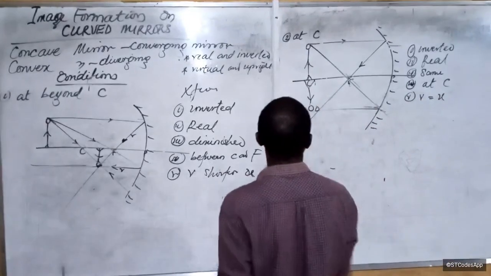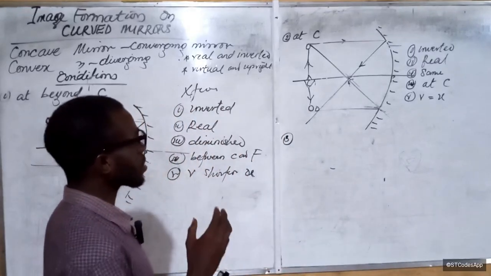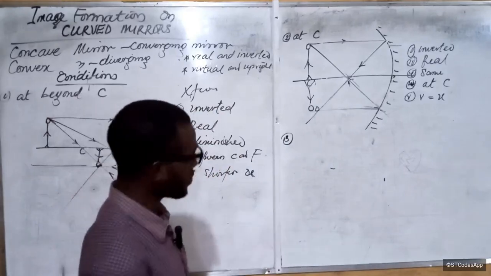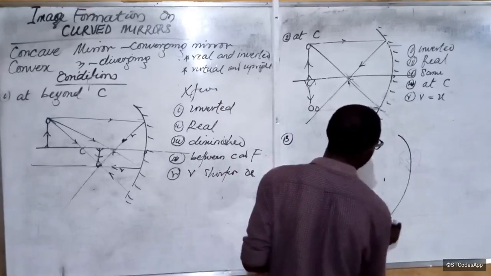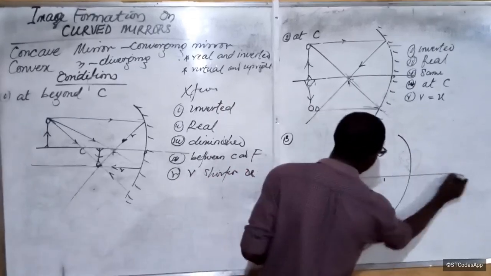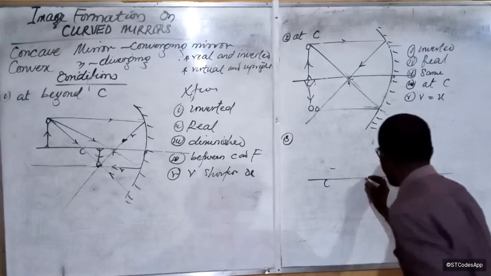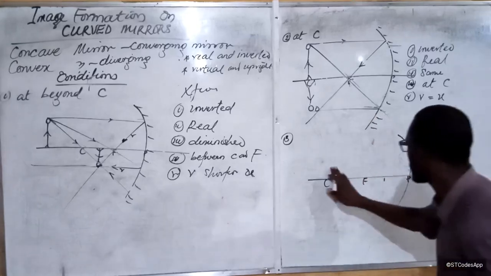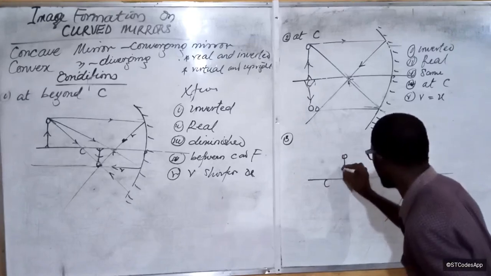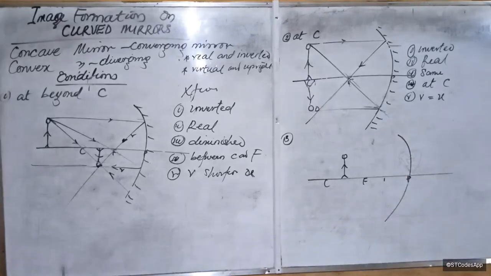How about the other one? The third one. What if we place our object between C and F? So let's say we were to move it further. We want to move our object further. If these are objects, and this is C, it means this will be F, and this will be P. So if we move our object to come here, what would be the case?